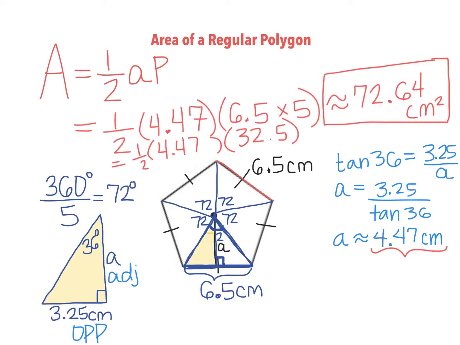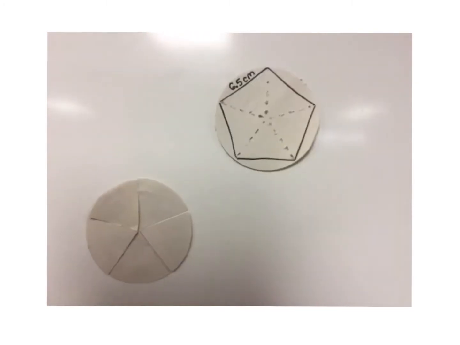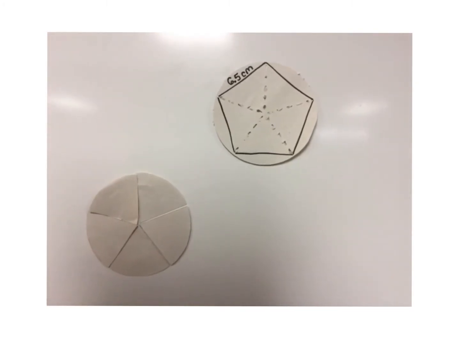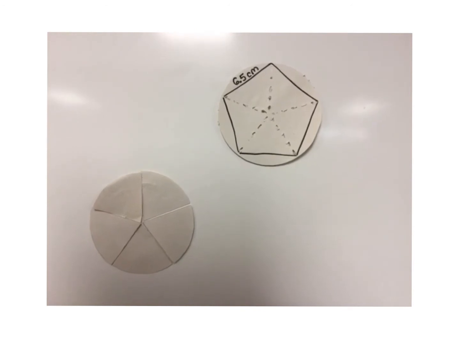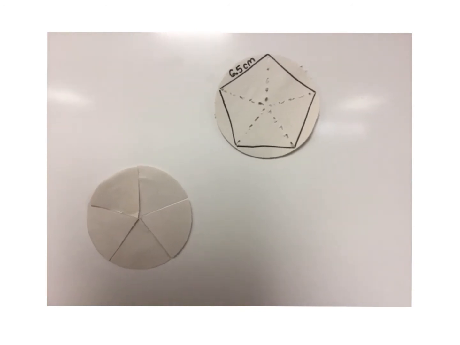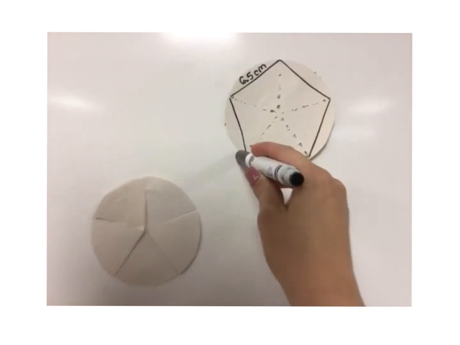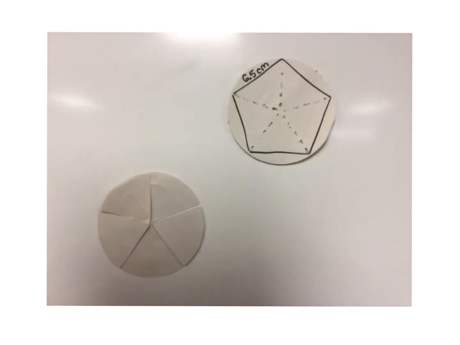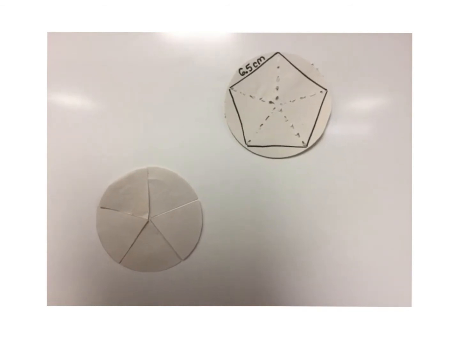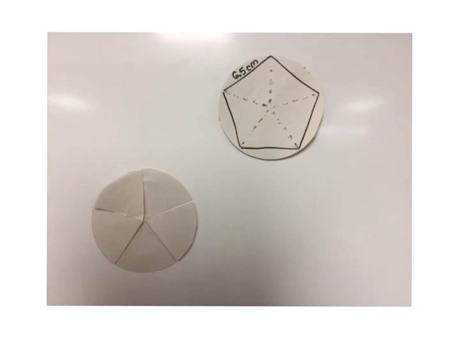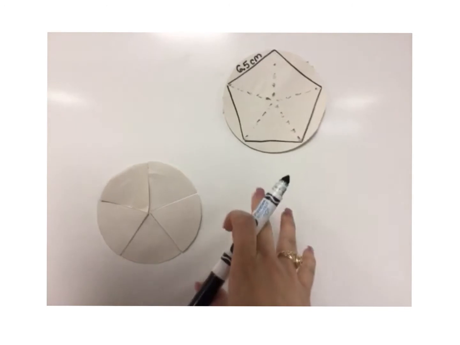Okay, so here's my pentagon. I put it on a circle so that we can get the idea of where the 360 degrees is coming from. So this is my pentagon. I measured that with a ruler to get 6.5 centimeters. Hopefully the camera isn't going to constantly be zooming in and out and blurring, but we'll see.